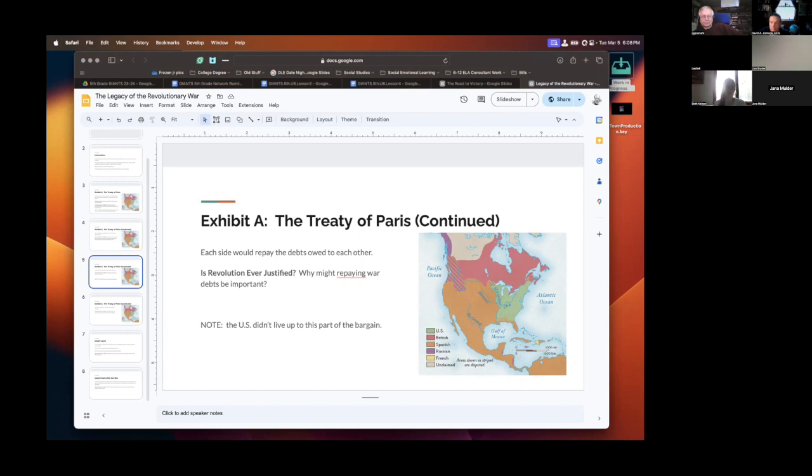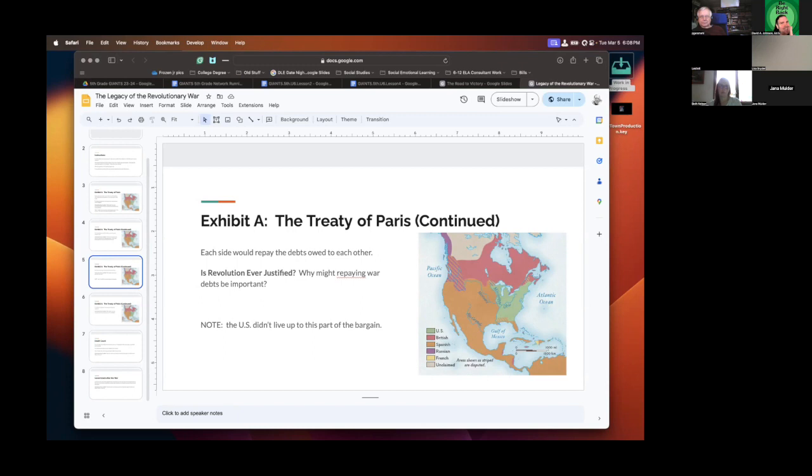Both sides in this struggle incurred a lot of debts, from the oppression of sailors and ships, which Phil talked about a little bit, to disrupted resource shipments, and of course the loss of life and property. So both sides agreed to repay the debts that they'd incurred as part of this. And that's an important part of this, for kids to take a minute and pause on and think about and go, okay, why is that important? But then you also get to note that the United States did not live up to their end of the bargain either. So we agreed to repay our debts, but we did not actually repay our debts. So, yeah, there we go.